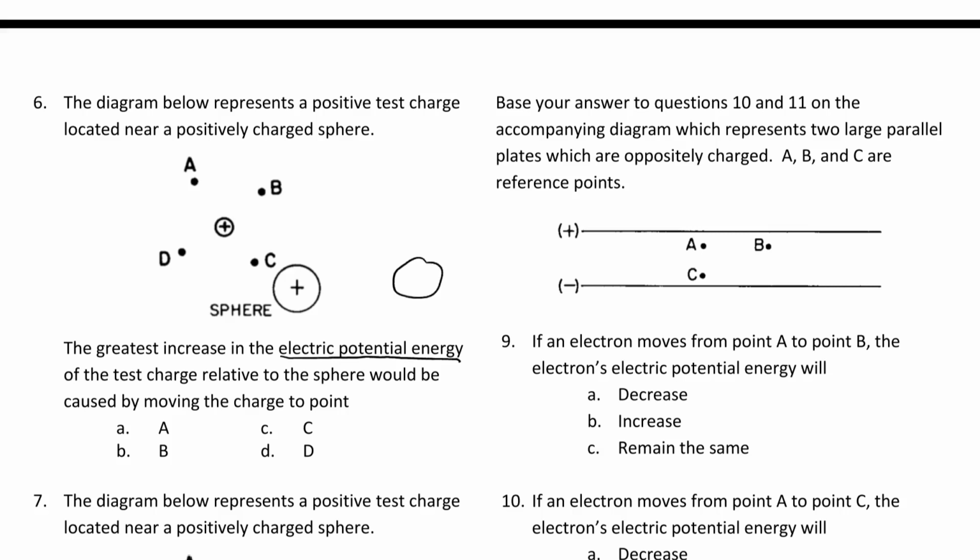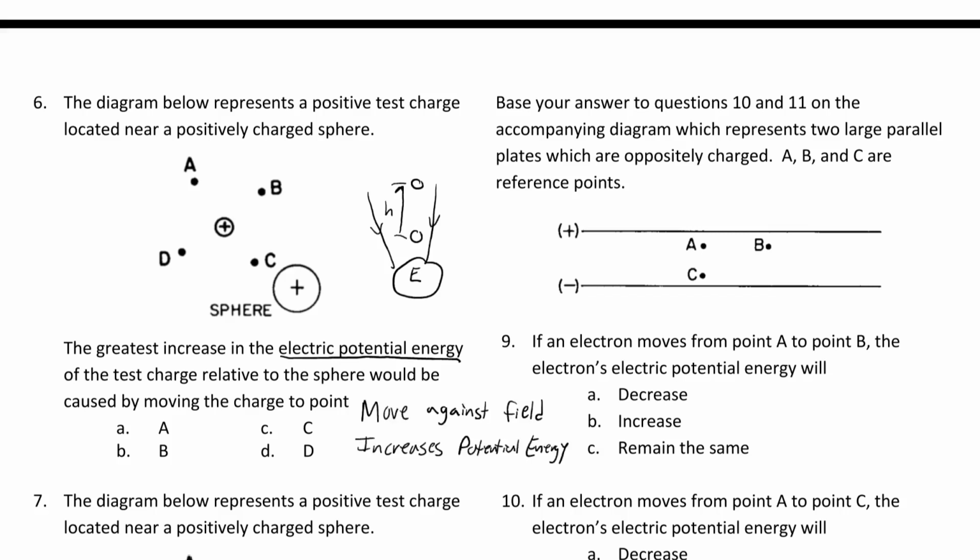If this was Earth and this was you, in order to increase your gravitational potential energy, you need to increase your height. All right, because you're moving against the field. So by moving against the field, you're going to increase your potential energy. Obviously, this is just for a positive test charge, because against the field is relative to the convention, or if you put a negative charge there, you'd have to move with the field.